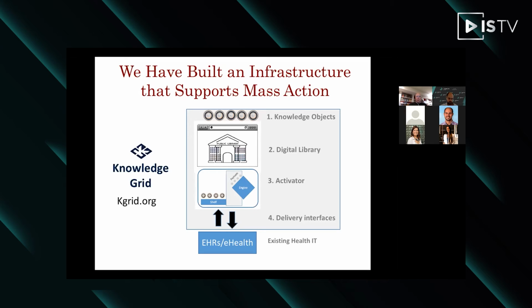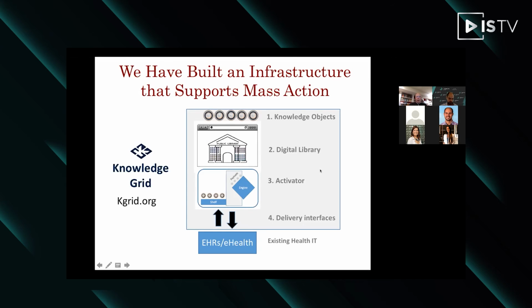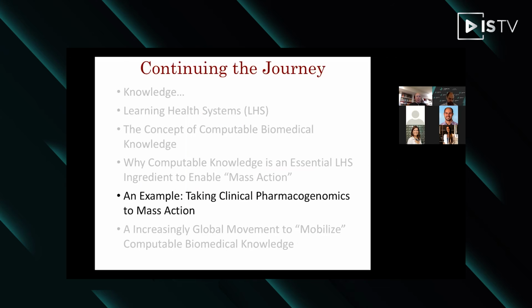And this infrastructure of the Knowledge Grid encompasses several components. First of all, the ability to create knowledge objects. Second, the ability to store them in a specialized digital library. Third is what we call an activator to generate the advice that would go out to decision makers. And then finally, interfaces, APIs, which can allow the delivery of these messages through existing health information technologies such as e-health apps and electronic health records.